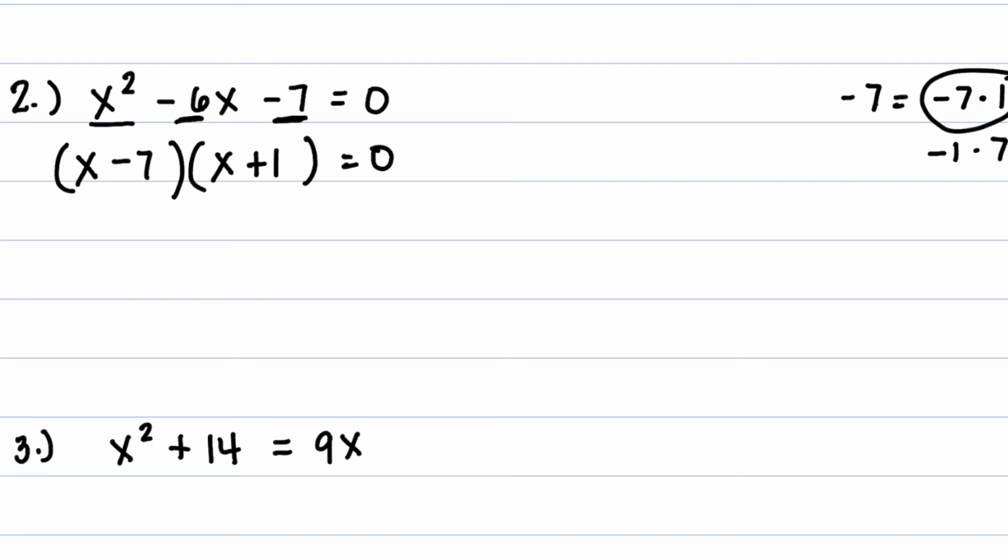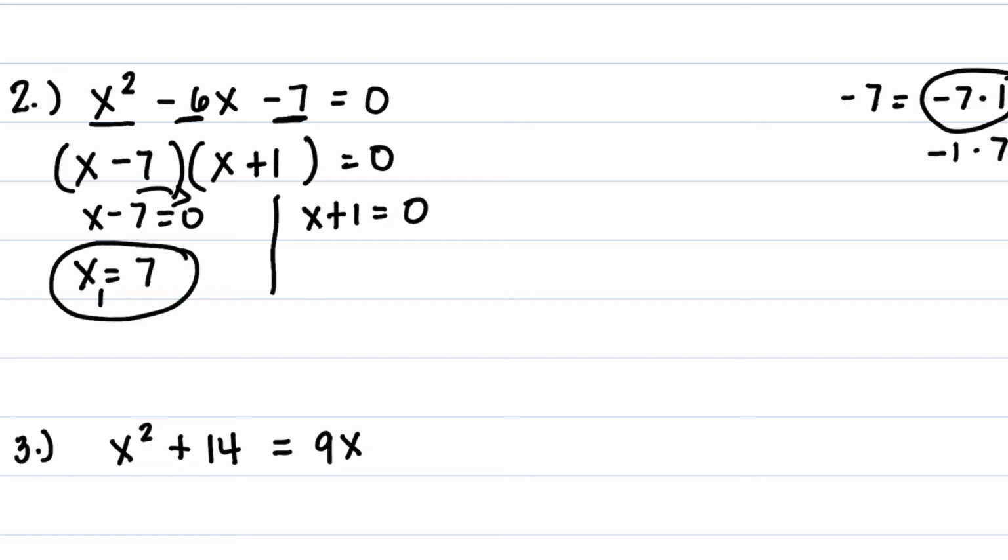So, pwede mag-interchange yan. Pwede mauna yung plus 1. Pwede maging pangalawa naman yung minus 7. So, zero product property, magiging x minus 7 is equal to 0 and x plus 1 is equal to 0. To solve for x, transfer negative 7. So, magiging x is equal to 7. So, x sub 1 natin ay 7. And also, x plus 1, transfer natin yung 1. So, magiging x is equal to negative 1. So, x sub 2 natin ay negative 1.